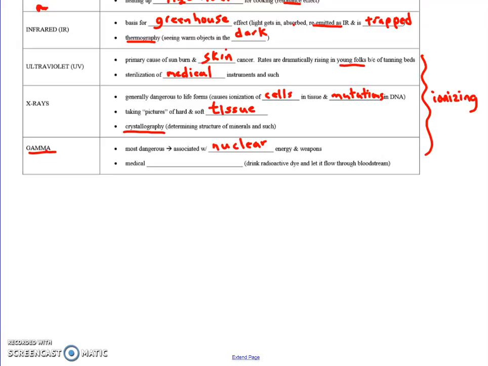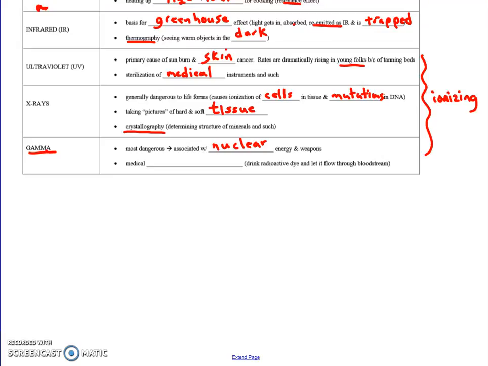Acute exposure to it can kill you, or it can cause radiation sickness, like the unfortunate people from Japan who were exposed when the two atomic bombs were dropped. Or over the long term, it can cause mutations, cancer, etc. There are some medical uses for gamma radiation. One that I don't have here is radiation therapy for cancer patients. You target the cancer cells with that radiation, hopefully killing them and not your healthy cells.